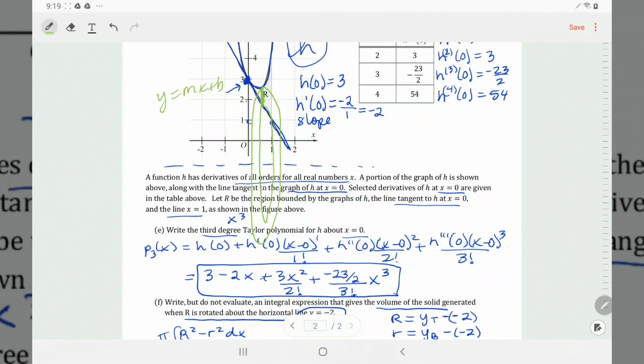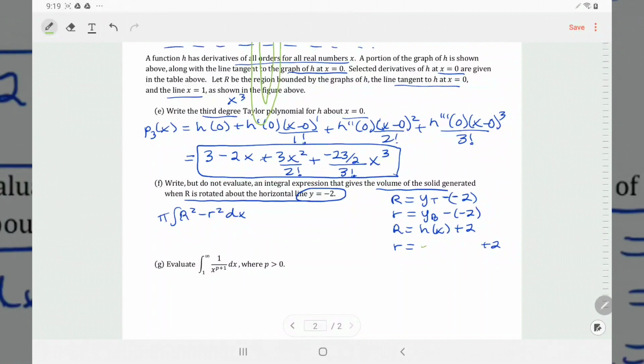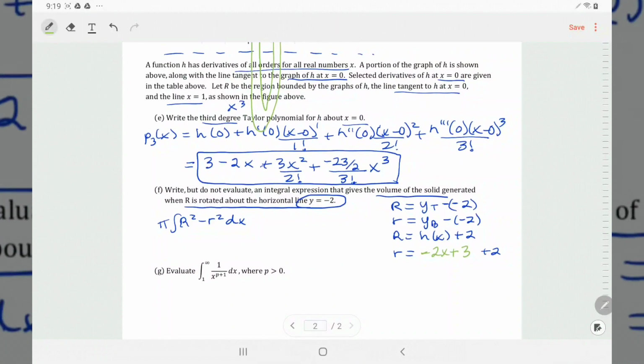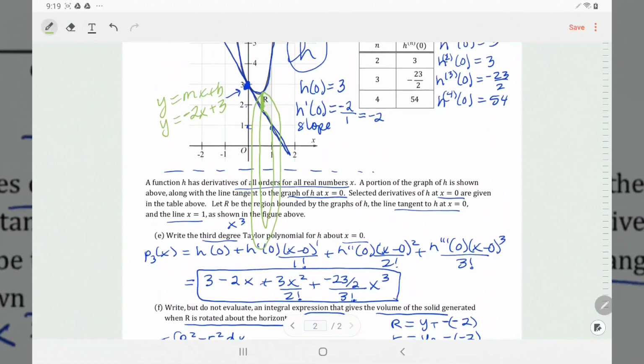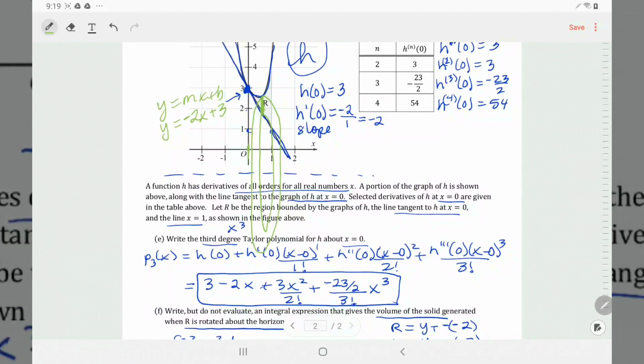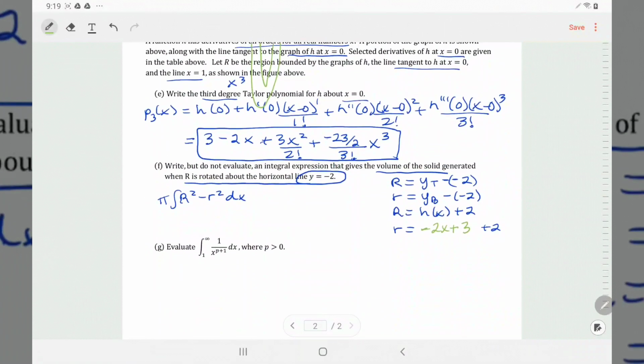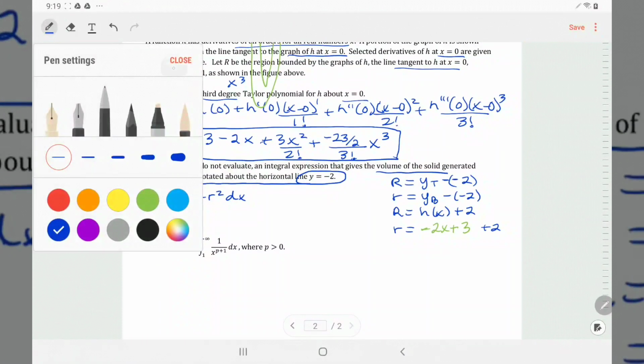So this would be pi. Big R would be h of x plus 2 squared minus negative 2x. I guess I'll simplify that and put plus 5 squared. I do have my pi, I have my dx. And then I need my bounds for x, so that would be 0 to 1. And then this is the answer.